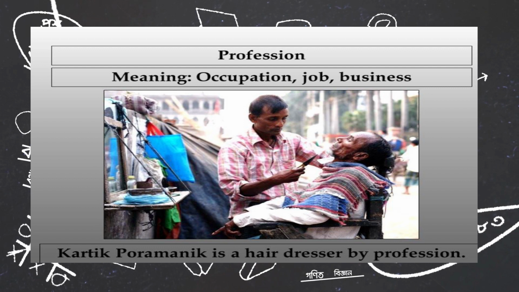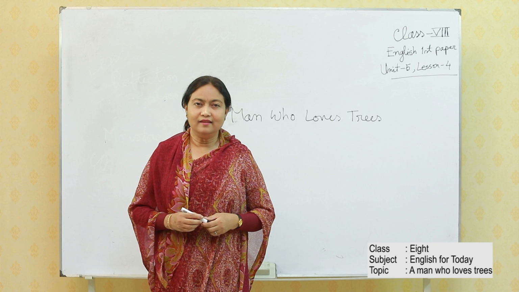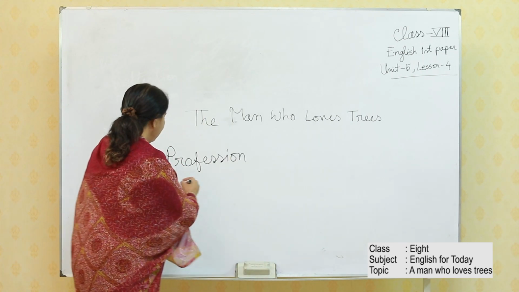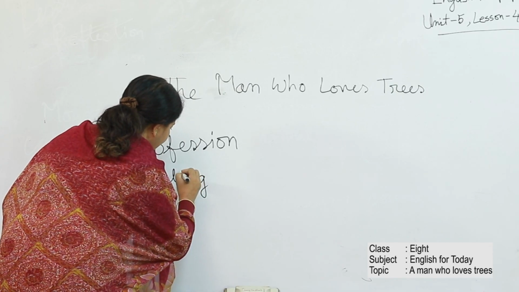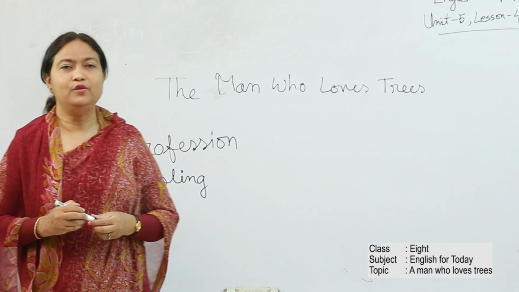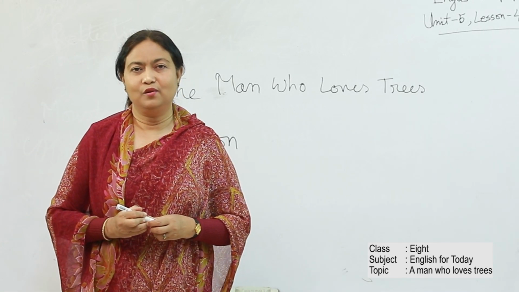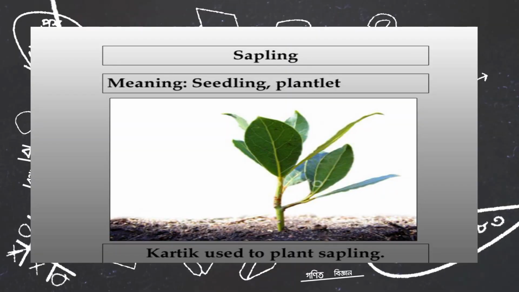Now, students, write a sentence with profession. Kartik Paramanik is a hairdresser by profession. Now, another word, what is it? Sapling. Do you know the meaning? Yes. Go to the picture. In the picture, you can see a small plant. Yes. Sapling means seedling, that means a small plant. And you can make a sentence: Kartik used to plant saplings.